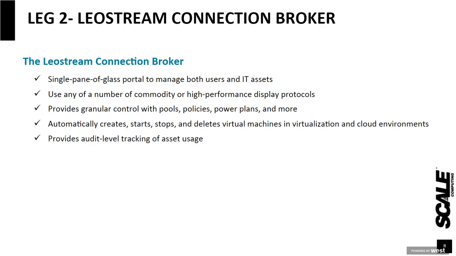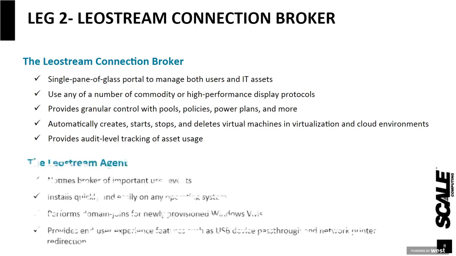Last point on the connection broker, because it really is the control center of your environment, it knows everything that's going on, and we log it all. That gives you one location where you can retrieve audit-level tracking of who's using what, where they accessed it from, how long did they use it. And that allows you to track asset usage, obviously, but also to plan for capacity in the future. So you know, hey, my system's been maxed out. Maybe it's time to get another scale box from the cluster.